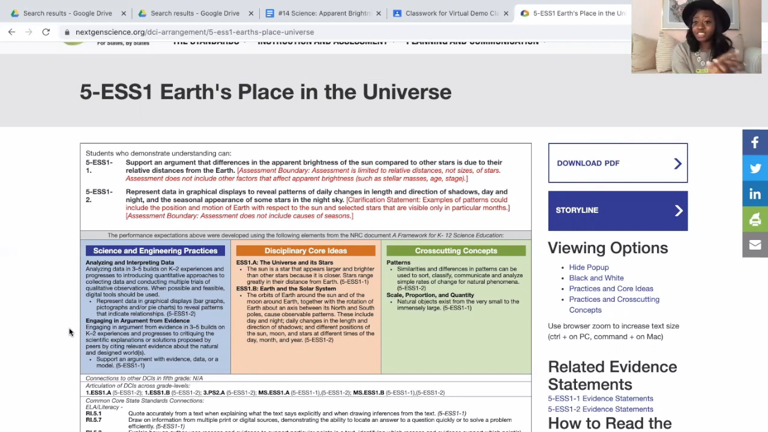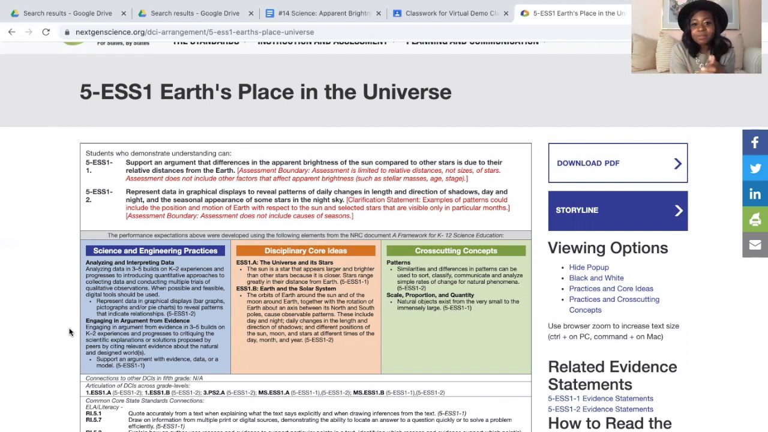And I'll pull up that chart so that you guys can get an idea of what that chart looks like. The disciplinary core idea for this performance expectation is the universe and its stars. The sun is a star that appears larger and brighter than other stars because it is closer. Stars range greatly in their distances from Earth. Once again, our claim, evidence, and reasoning that I was reading over earlier does address that DCI.